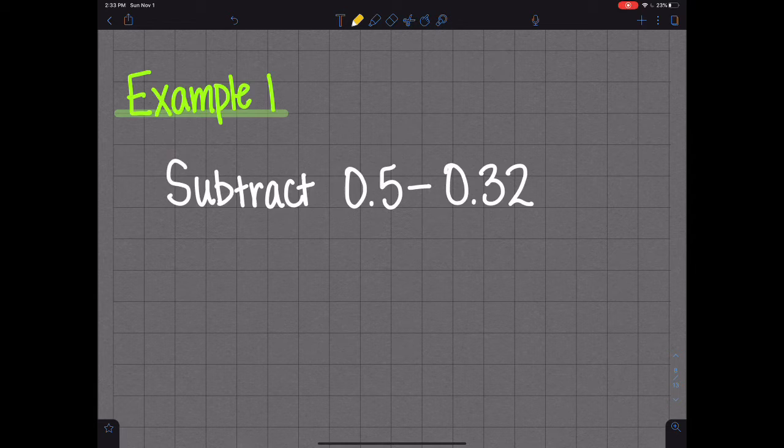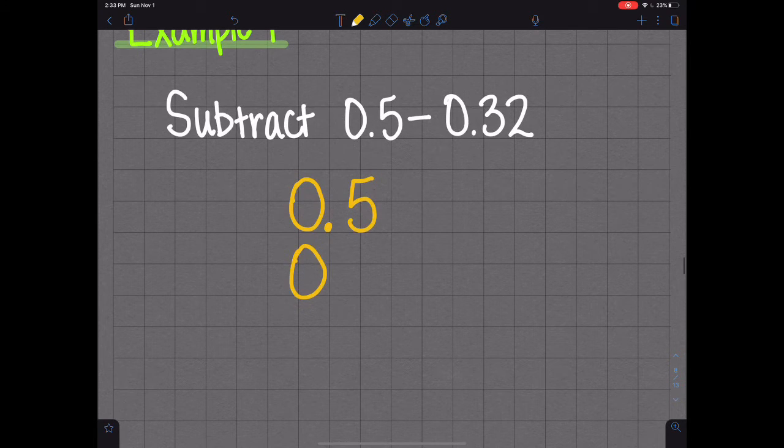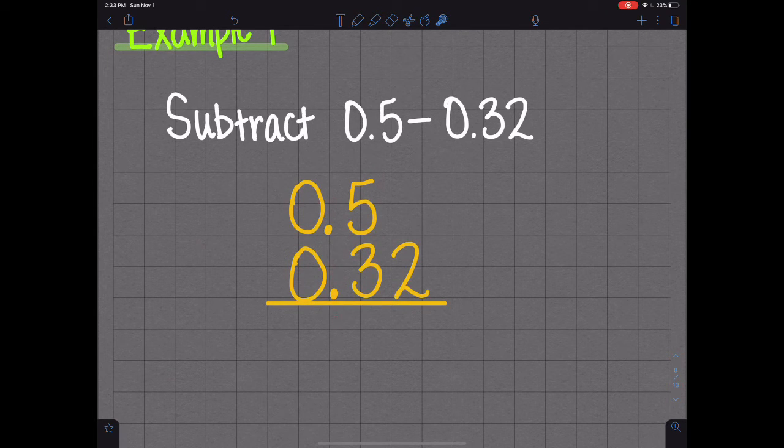Example 1 is subtract 0.5 minus 0.32. So you remember that to do this, we have to line up the decimals. So I'm going to write 0.5, and then I'm going to write 0.32. And I'm doing it like that because I want the decimals to line up. So that's important. It's also important to have a negative sign. And because there's a space here, I want to make sure that that space is filled with something because it doesn't make sense to have an empty space and it makes it harder to subtract. So I'm going to put a 0 there.